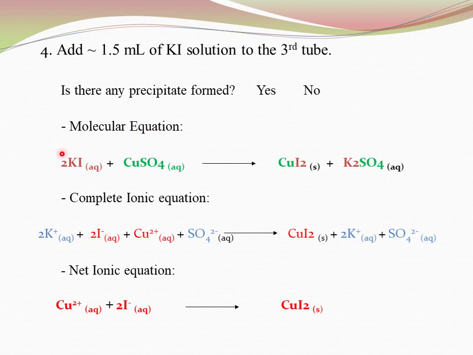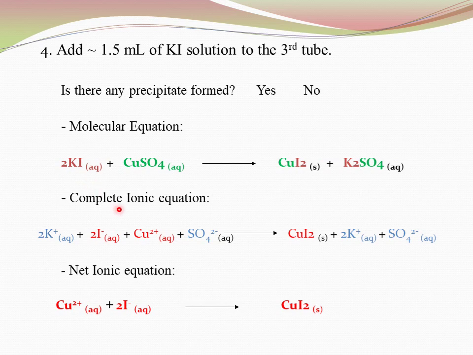Potassium iodide, KI, aqueous, soluble, plus copper sulfate, CuSO4, aqueous, soluble. Double replacement: potassium with sulfate and copper with iodide. The products are copper iodide, CuI2, solid, and potassium sulfate, aqueous. To balance this equation, the coefficient here should be 2, because you have 2 iodide. Now 2 iodide, and here you have 2 potassium, so 2 potassium. So this is the molecular equation.